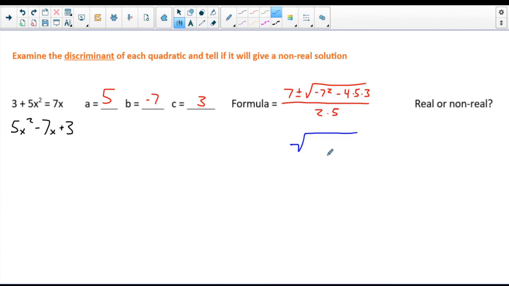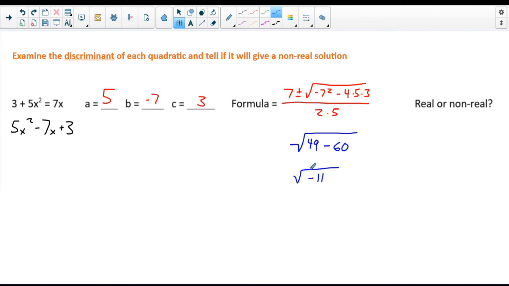So -7 squared is going to be +49. And I'm going to subtract from this 4 times 5, which is 20, and then 20 times 3 is 60. So let's subtract this. 49 minus 60 gives me -11. And really I can stop here.